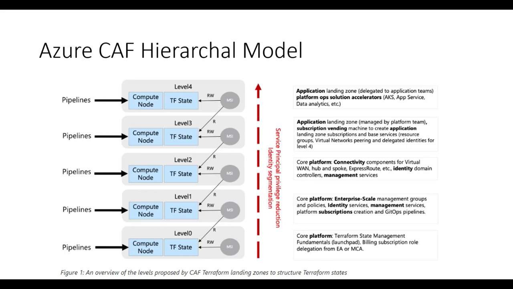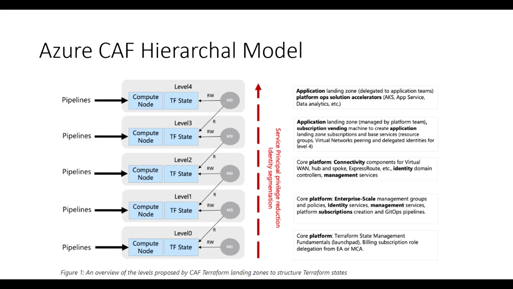If you can see, it divides into five levels, starting from level zero all the way up to level four. Level zero is where the base happens, and all of the levels above level zero are basically standing on top of it. So level zero is where the foundation and base of your Cloud Adoption Framework lives, for instance, the Terraform state management. What I mean by that is basically the storage accounts and the key vaults that will be used to deploy the states. And then there are other levels like level one, level two, level three, and level four.